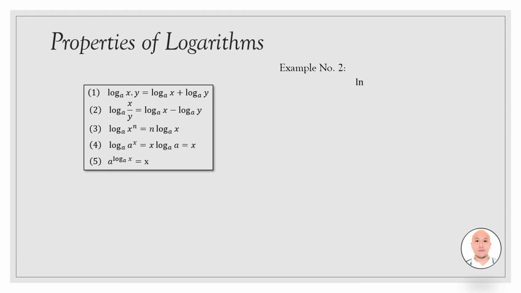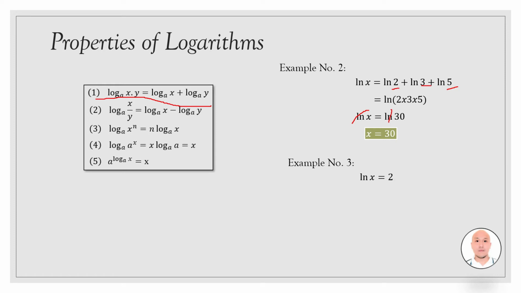Sample number 2, ln x is equal to ln 2 plus ln 3 plus ln 5. From our given, you can use formula number 1. This is the product rule, equal to ln of 2 times 3 times 5, which is equal to ln 30. Then we have to reduce the equation. x now is equal to 30.